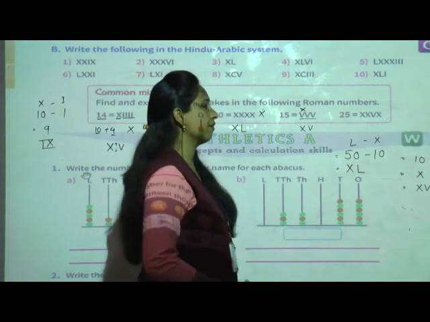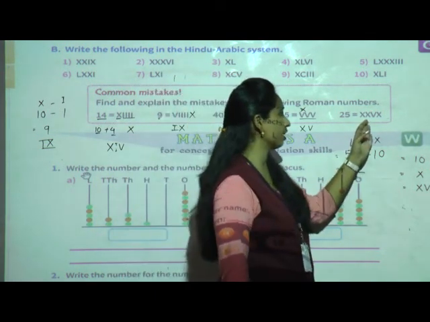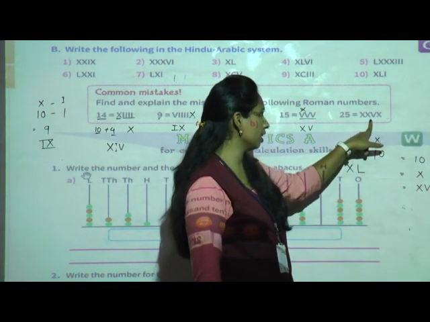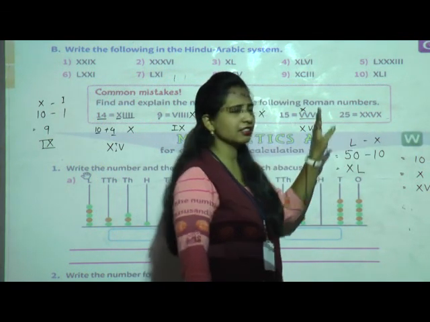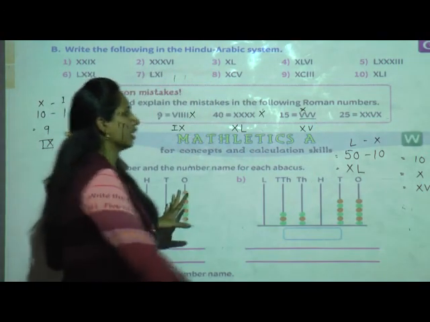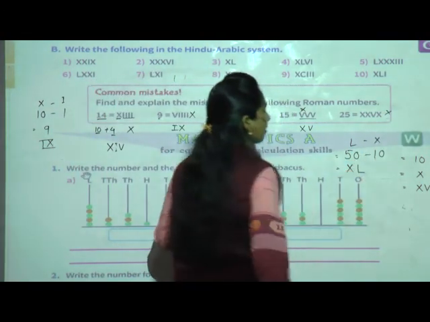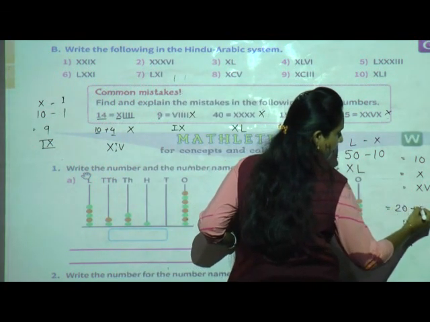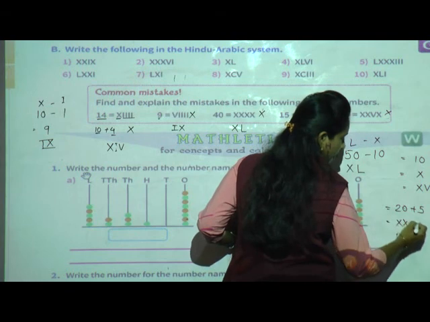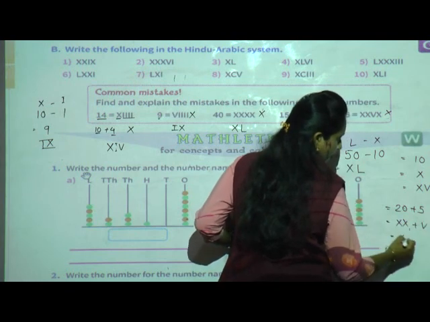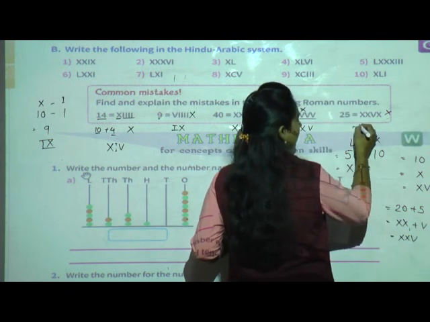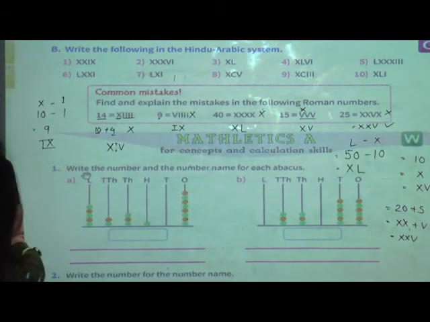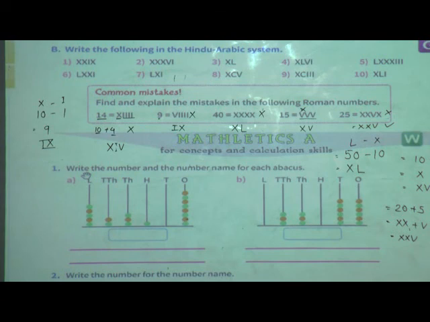Now what about 25? See how they have written 20. How can you write 25? X plus X becomes 20, and V and X. This is totally wrong. We cannot write in this way. So when we expand 25, it is 20 plus 5. So the 20 value is double X and the 5 value is V. So it becomes XXV. This one is correct. Understood? Okay? Clear?